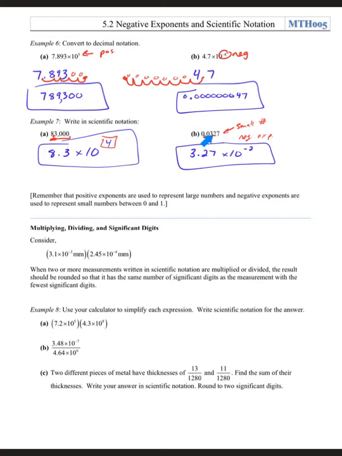Okay, we see here that 3, 2, 7 are our non-zeros. The only place to put the decimal to make it between 1 and 10 is 3.27. Again, it can't be 32.7 because that's bigger than 10, and it can't be 0.327 because that'd be smaller than 1.